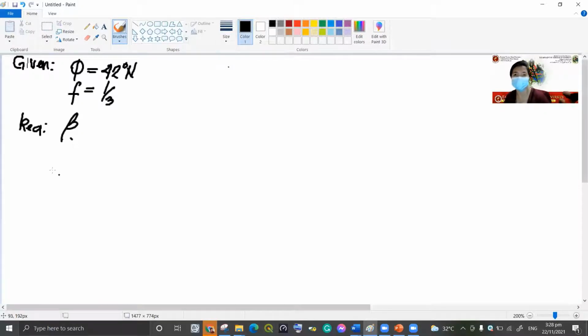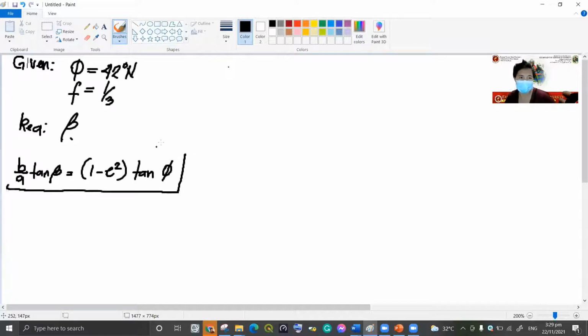So what we know now is the relationship between the geodetic and the reduced. So we have here b over a tangent of reduced is equivalent to, what is the formula for the geodetic? That is square root of 1 minus e squared times tangent of the geodetic latitude. So we are using this relationship to compute the value of the reduced latitude.